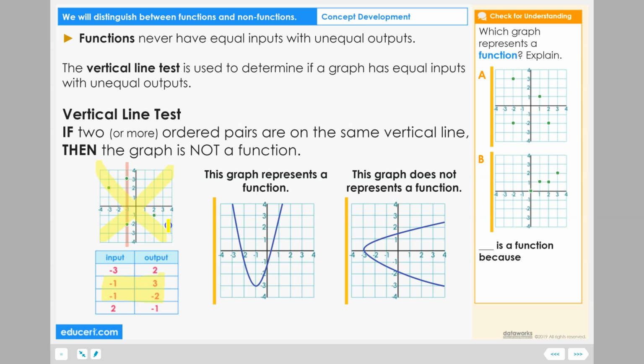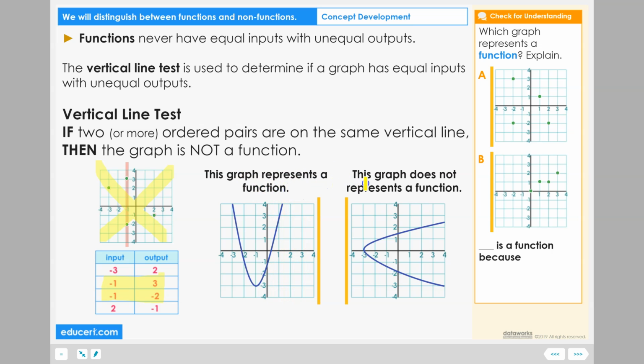The next example says this graph represents a function, and if we scan it with the vertical line test, we'll see that at no point does this graph cross a vertical line in two different locations. So we know that two ordered pairs do not lie on the same vertical line. This graph represents a function.